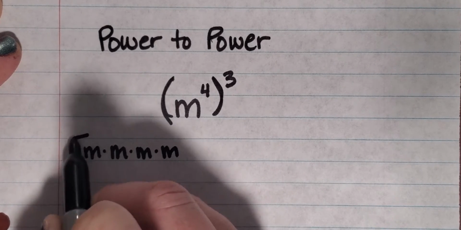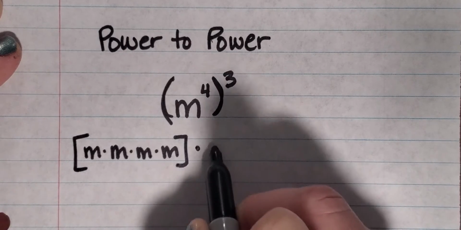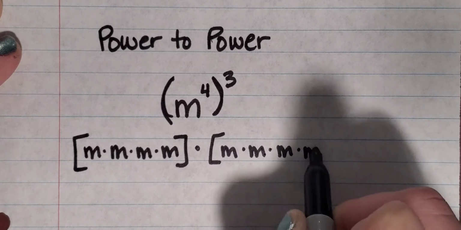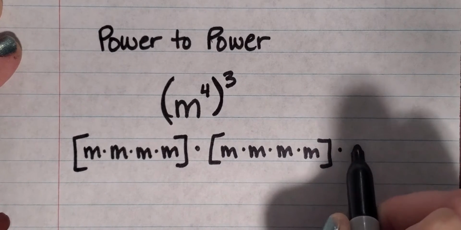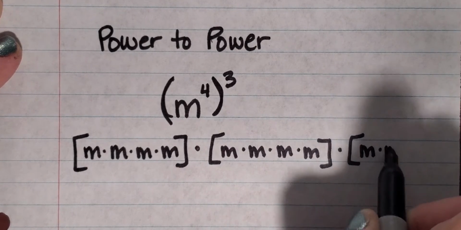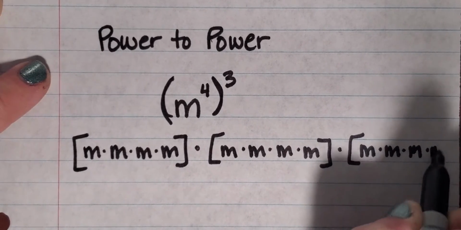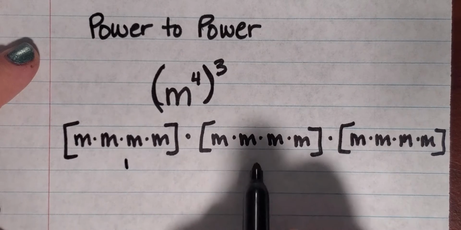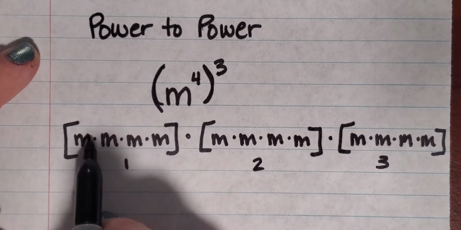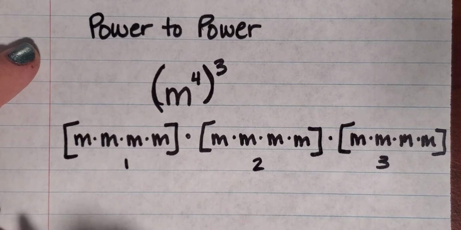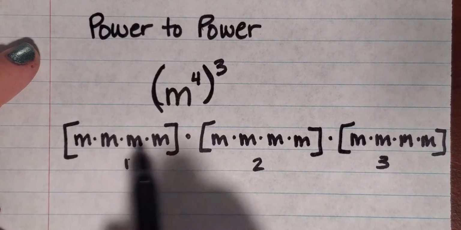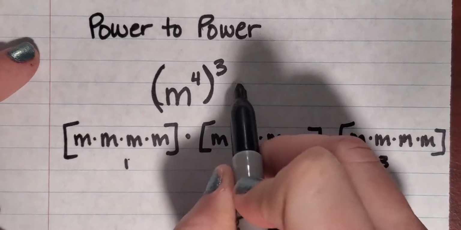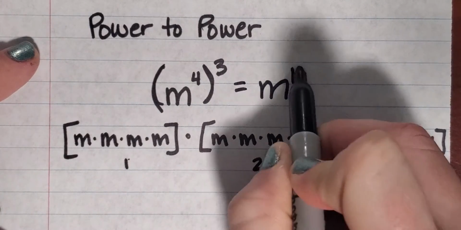So here's 1. I would have it again. And then I would have it a 3rd time. So I have 3 sets of m to the 4th. So once I look at all these m's laid out, I can see that I have 12 of them. So I have m to the 12th power.